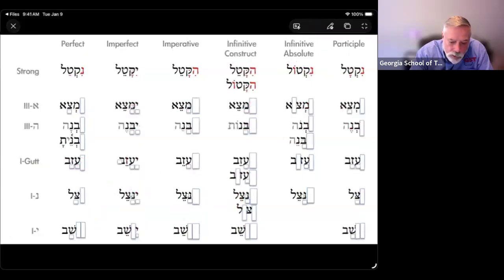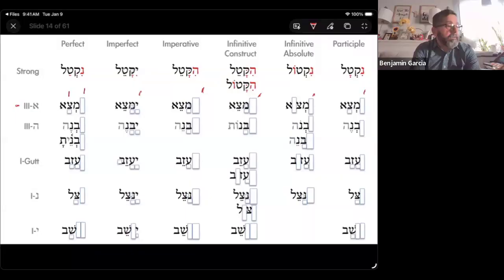All right, let's see how much you understand. Ben, we'll go here. Ben, first yod Niphal. What are these diagnostic features in the perfect, imperfect, imperative, infinitive construct, infinitive absolute and participle? Just run through it real quick. What do I put in these blocks? Okay.